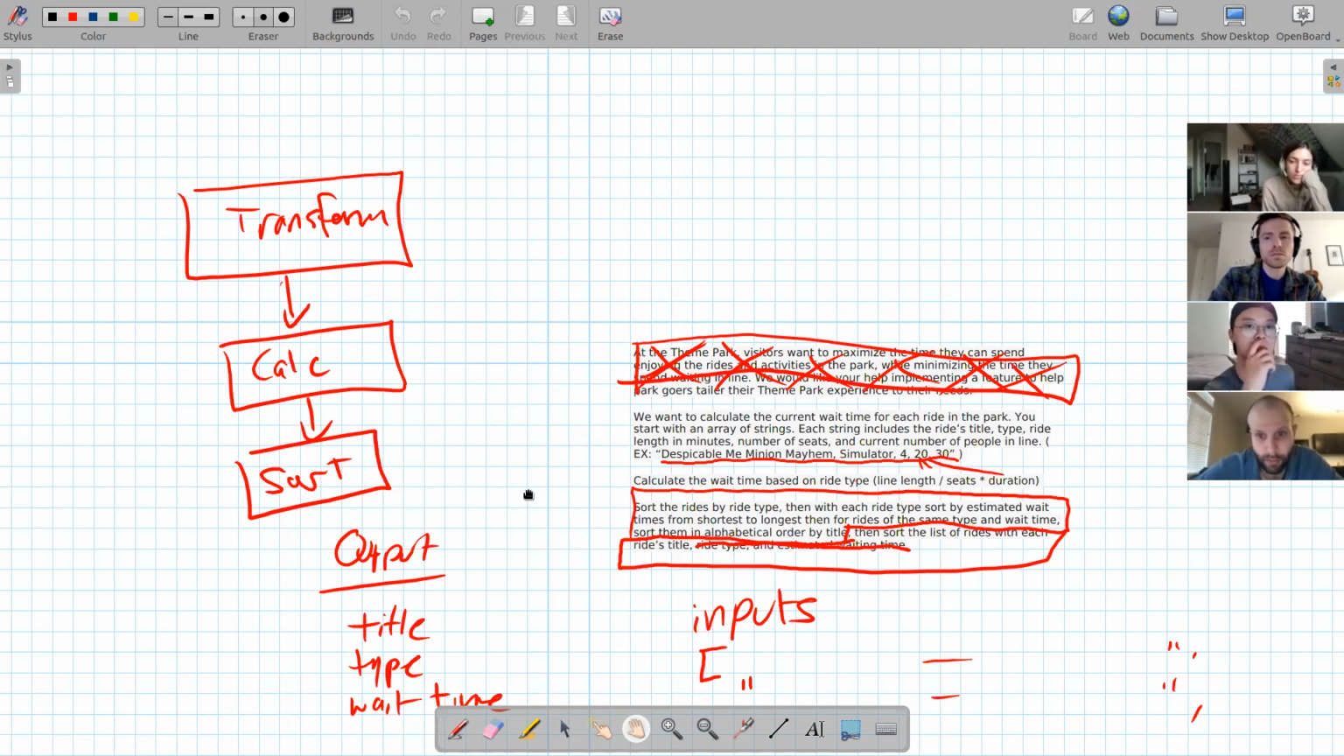I think you could calculate wait times first and add it into the string and then sort, or then transform and sort. Absolutely. We don't have to do the transform first. We could do this within the string. We could even try doing the sort first and then do the calculation and then do the transformation. We're always going to need to do some version of all three of these things, but the order isn't fixed on that. Okay, with that piece of information, what else are we doing in step two?